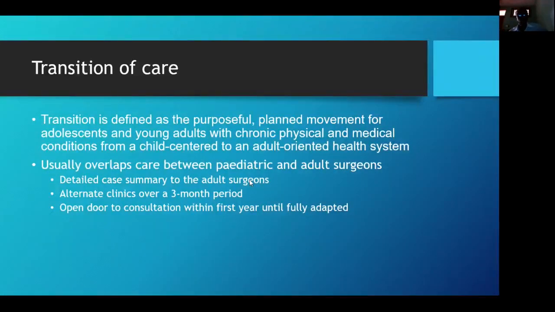adult appellation. So at this period, one needs to find time to transit their care from pediatric surgeons to adult surgeons. And it is defined as a purposeful, planned movement for adolescents and young adults with chronic physical and medical conditions from a child-centered to an adult-oriented health system. So these are all things that one has to take into cognizance.